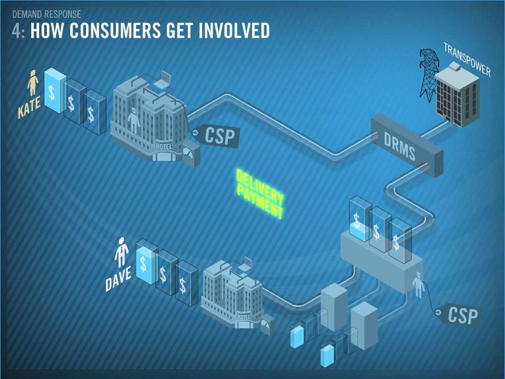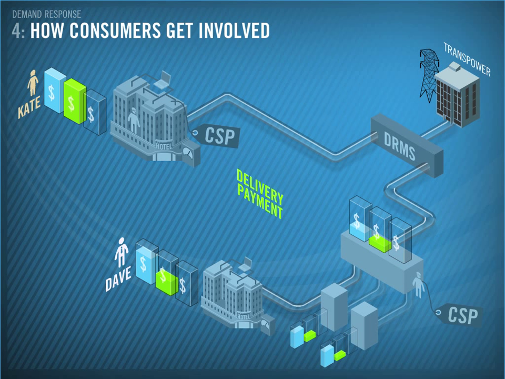So what about the delivery payment? During an event, both Kate and Dave's CSPs respond. Kate receives the full delivery payment. Dave's CSP also receives the delivery payment. After deducting its management fee, Dave's CSP divvies up the payments among the consumers it selected to be involved. In this case, Dave was one of them.